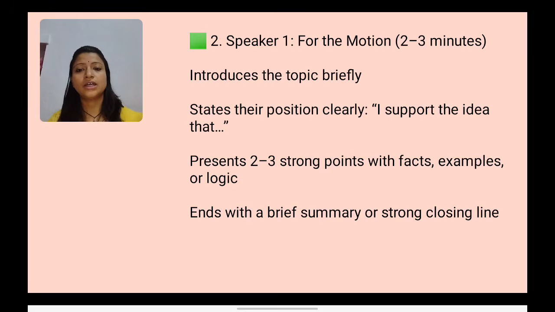After that, this is the time for the main speech by speaker 1, means for the motion, and the time duration is 2 or 3 minutes. He or she will introduce the topic briefly, state their position clearly: I support the idea that. He or she will present 2 or 3 strong points in support with facts, examples or logic, and end with a brief summary or strong closing line. So this is a short speech by speaker 1 for the motion.